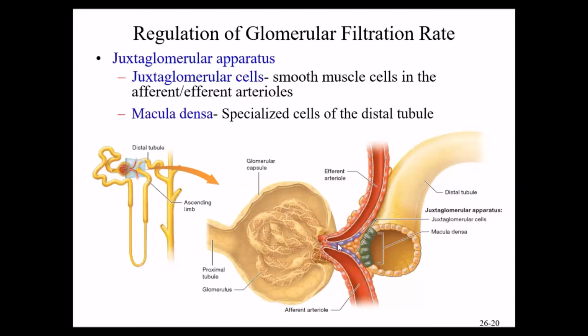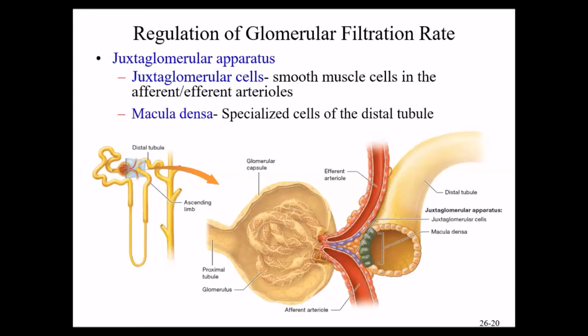This area here is what's called the juxtaglomerular apparatus. It is the zone where all these things come together: the distal tubule, the efferent arteriole and the afferent arteriole all come together in this zone called the juxtaglomerular apparatus. Really, that includes two parts: the juxtaglomerular cells, and something called the macula densa.